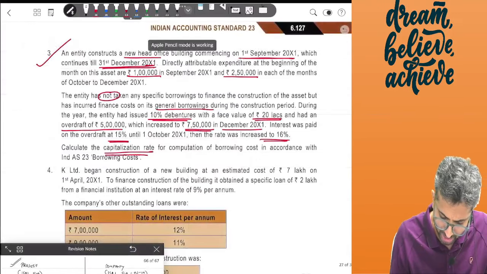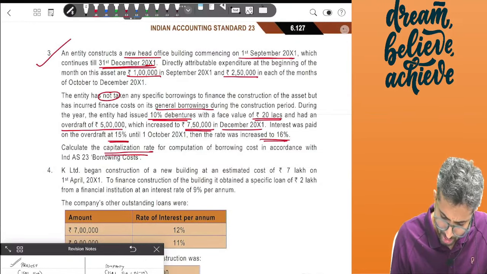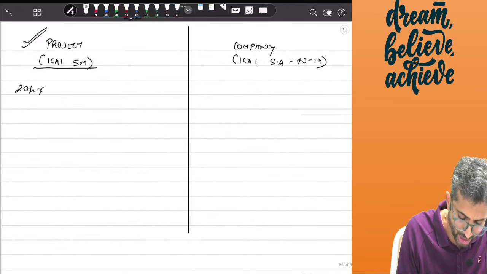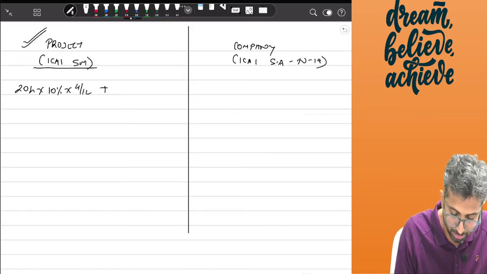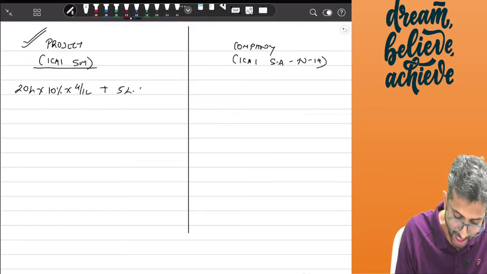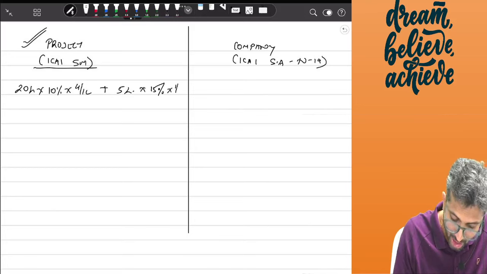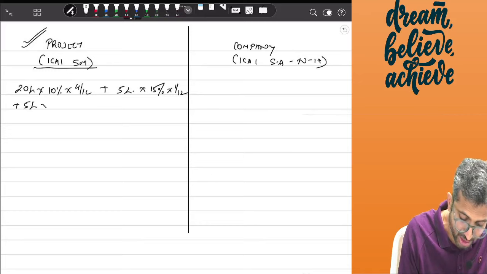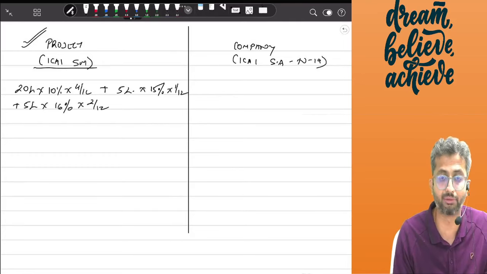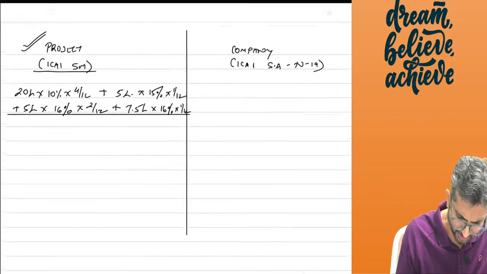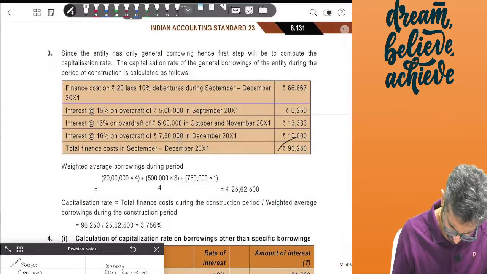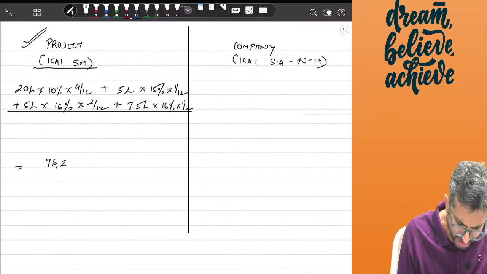Which says what is the borrowing cost during those 4 months. During the 4 months, if you go to see, there was a 20 lakh debenture, so 20 lakh into 10% into 4 by 12, that is September to December. Next, for bank overdraft, which is also a general borrowing, 5 lakhs into 15% for 1 month out of those 4 months, and then 5 lakhs into 16% for the next 2 months, October and November, and now in the last month 7.5 lakhs into 16% for the 1 month. So this will be your actual interest. If you go to see, your actual interest will be around 96,250.